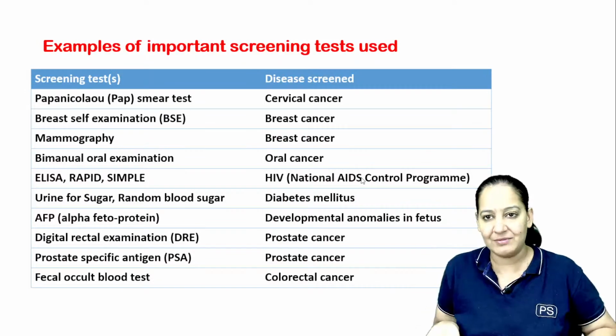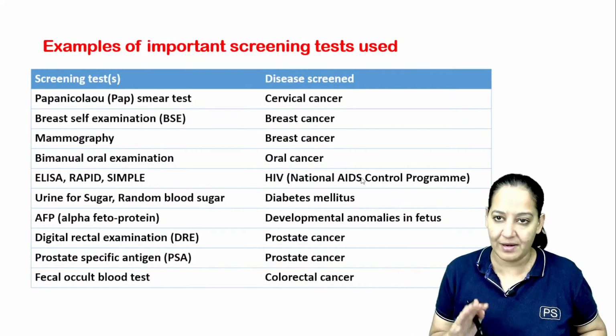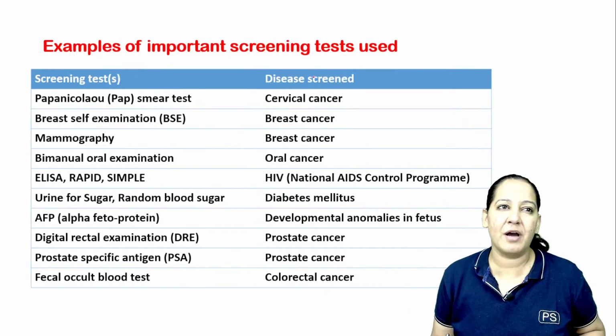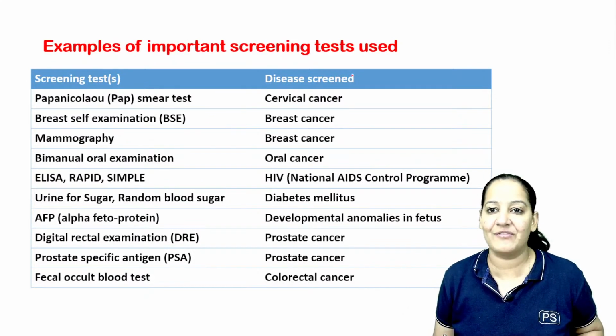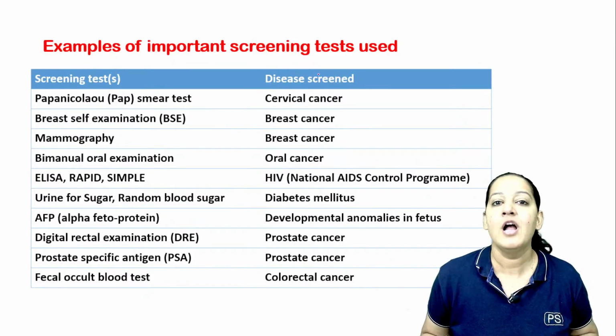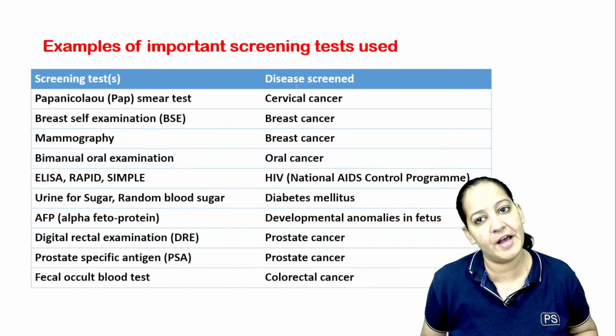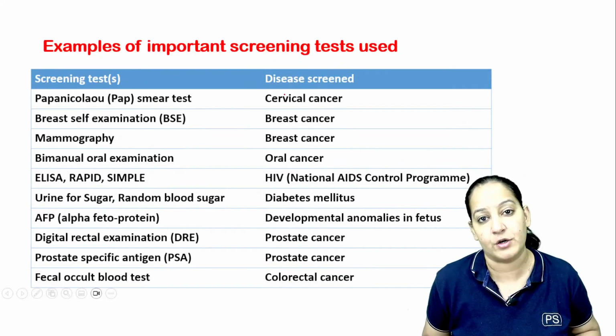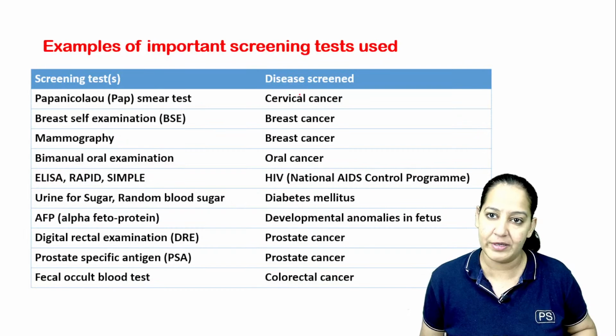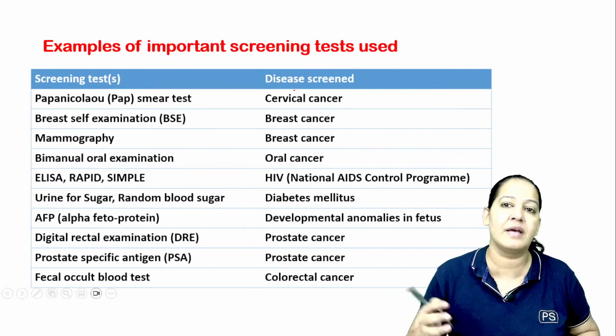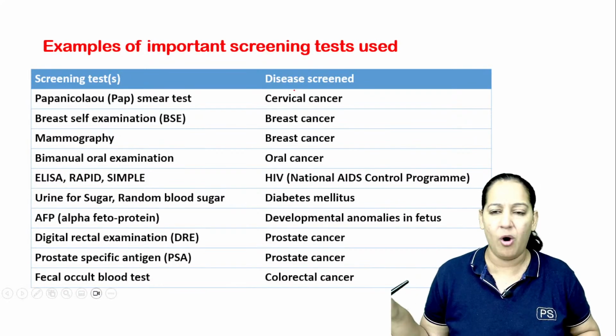You have to learn the examples of the screening test. There are many examples. But you should be asking me a question, ma'am, there are hundreds, thousands of diseases. Why don't we perform screening for all of them, and treat them before the disease presents? Why is the government not doing so? We should be screened for gastric cancer, lung cancer, all the diseases.